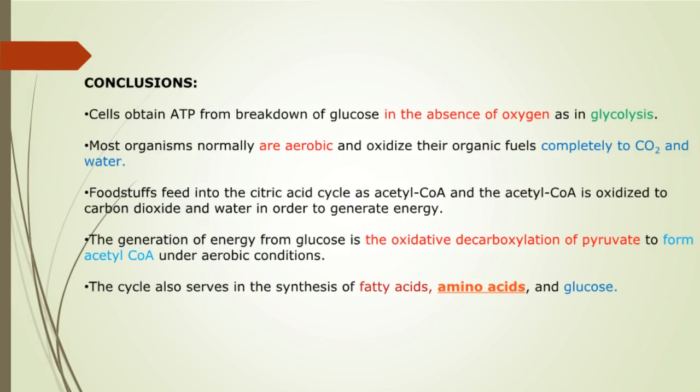Conclusions: cells obtain ATP from breakdown of glucose in the absence of oxygen, as in glycolysis. Most organisms normally are aerobic and oxidize their organic fuels completely to CO2 and water. Foodstuffs feed into the citric acid cycle as acetyl-CoA, and the acetyl-CoA is oxidized to carbon dioxide and water in order to generate energy. The generation of energy from glucose is the oxidative decarboxylation of pyruvate to form acetyl-CoA under aerobic conditions. The cycle also serves in the synthesis of fatty acids, amino acids, and glucose.